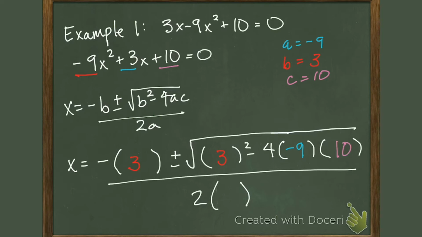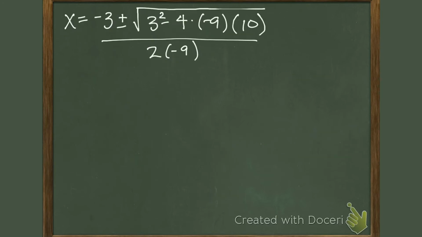all divided by 2a. Okay, so what I would do first, I would figure out what's underneath the square root, because that's going to be the trickiest part. So that's 3 squared minus 4 times negative 9 times 10, order of operations. So go ahead and pause the video, see if you get the same thing that I get. Okay, let's try this again.